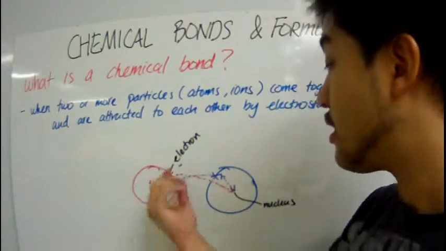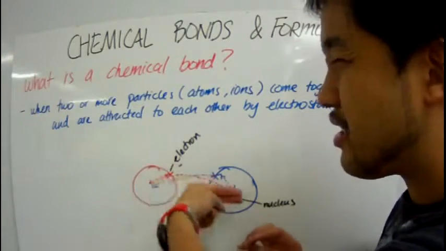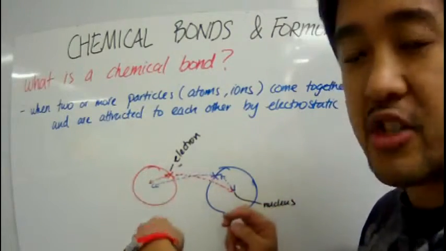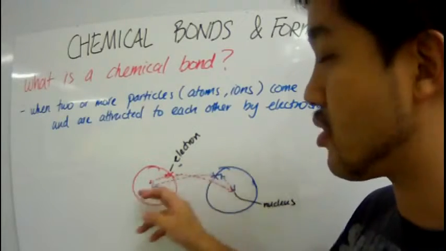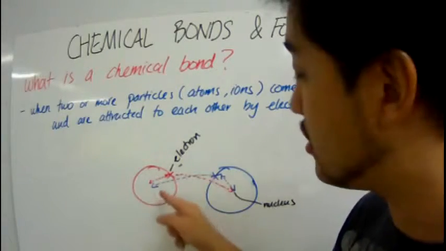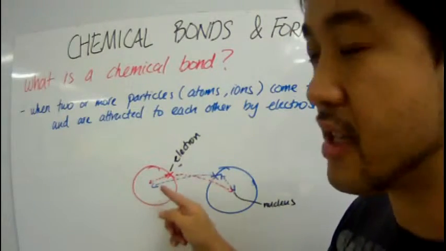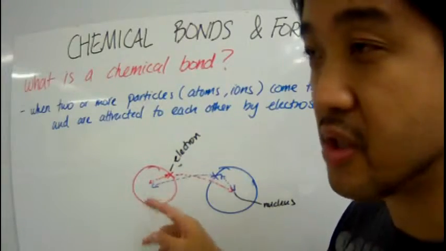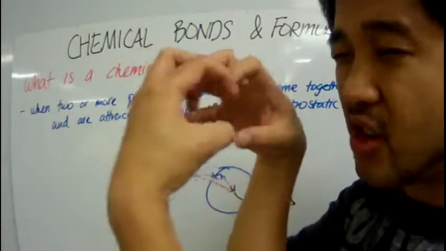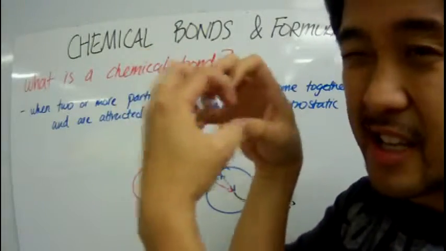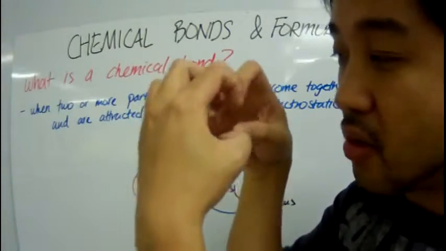So this attraction towards this nucleus from this electron, and the other particle's electron also have some sort of interaction or attraction towards the other atom's nucleus. So there are forces of attraction between the electrons and the nuclei, and so they come together.